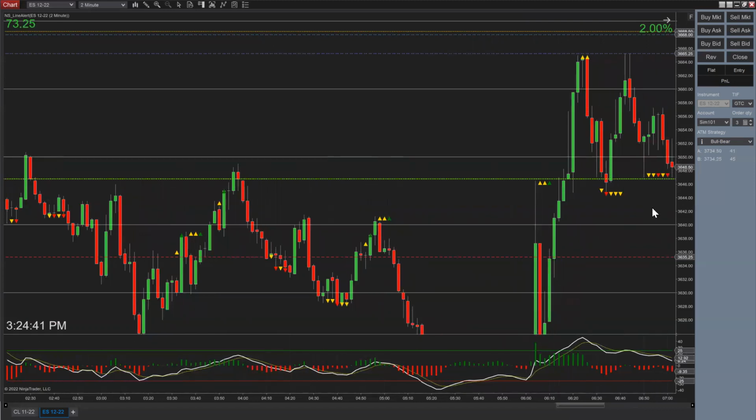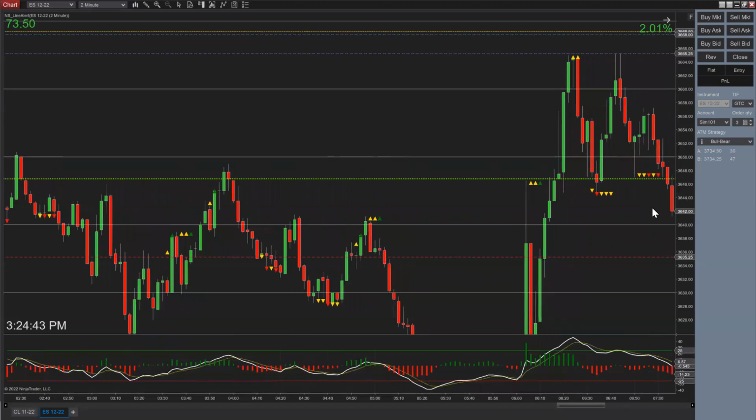Now momentum is still red. Everything is good. Looks good. Looks good. Here you go. Here is the trigger. You are in the market now, right?